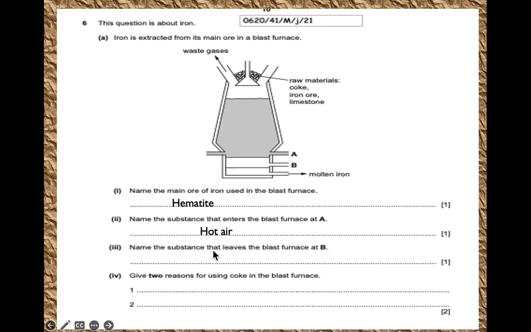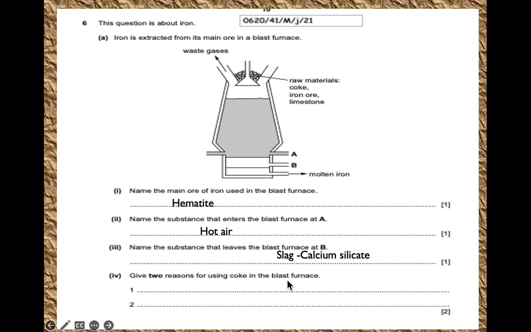Name the substance that leaves the blast furnace at B. What comes out at B is the slag, calcium silicate. It is low density, so it floats above and it can be extracted. Calcium silicate.